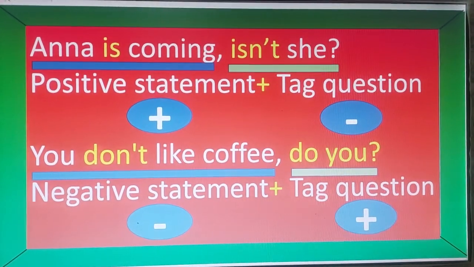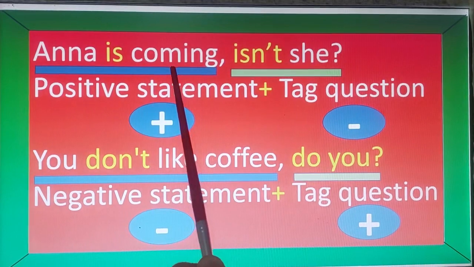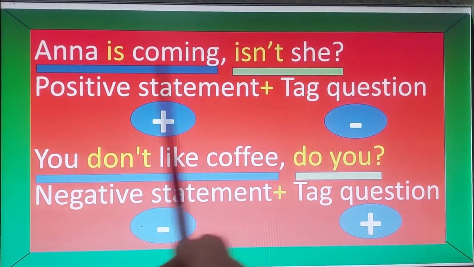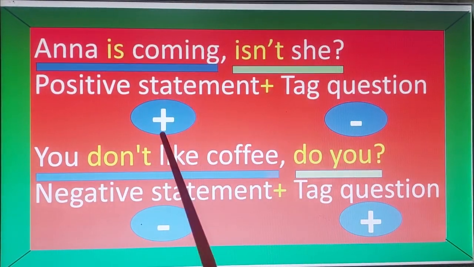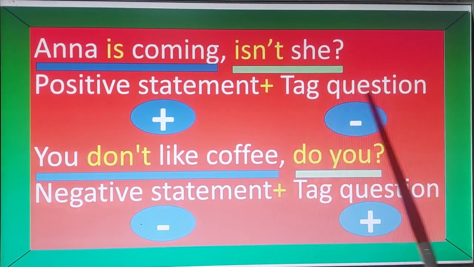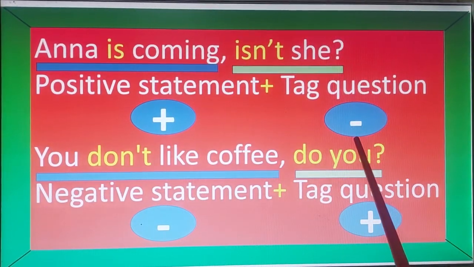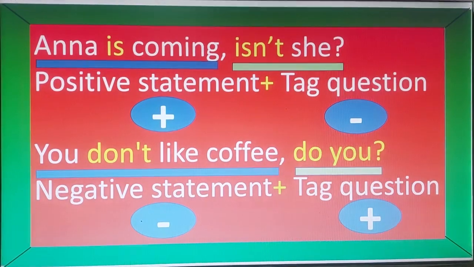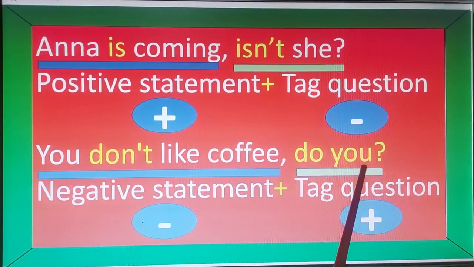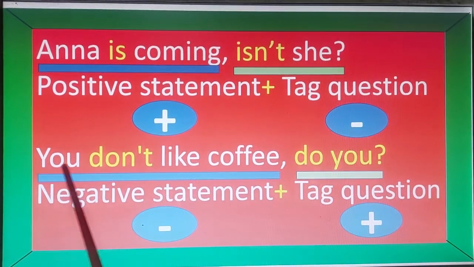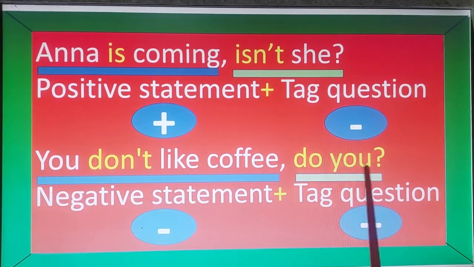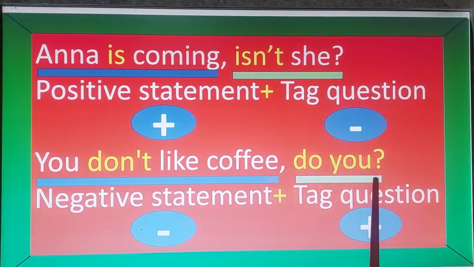Let's start. Anna is coming, isn't she? Anna is coming is a positive statement. It's positive, plus isn't she? That is a tag question. The second question: you don't like coffee, do you? Here we have a negative statement, you don't like. And here is the tag question, which is positive.